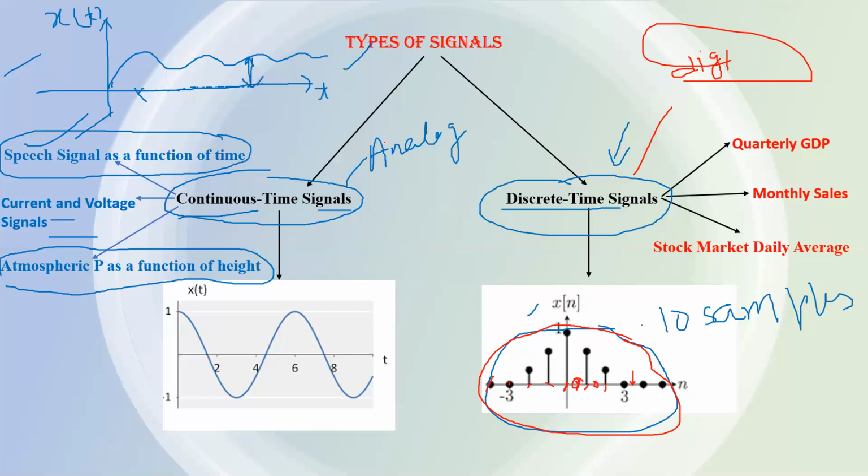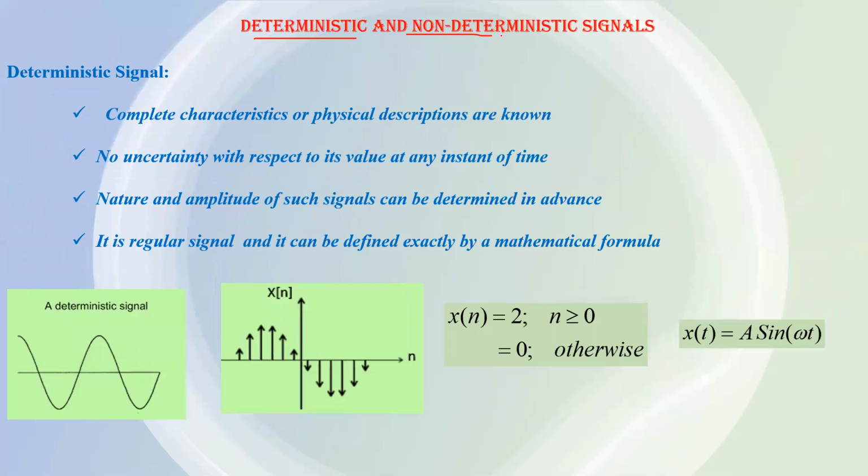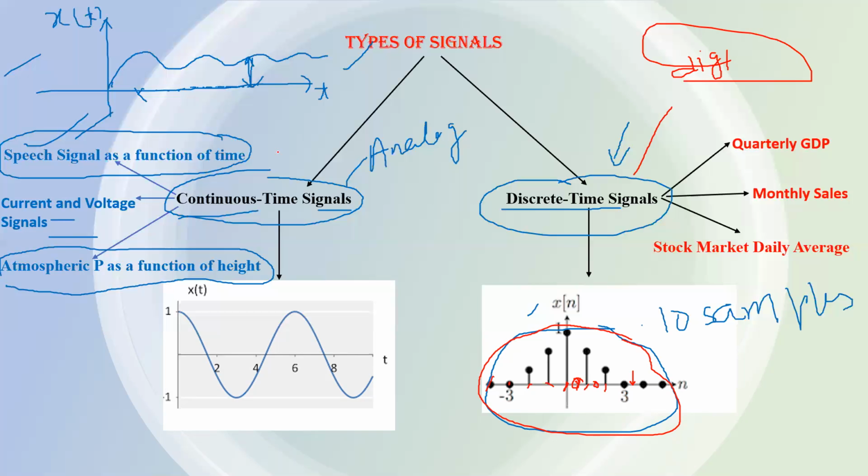Now, this is the main classification of signals. There are two types of signal: continuous time signal and discrete time signal. And under the heading of continuous time signal or discrete time signal, there are various subcategories. Means there are various types of continuous time signal and there are various types of discrete time signal. For example, deterministic signal and non-deterministic signal. Deterministic signal can be a continuous time type or it can be a discrete time type.